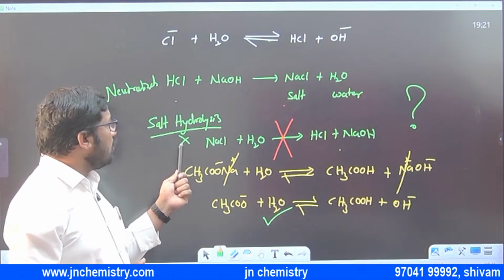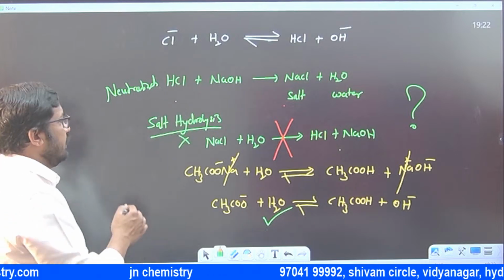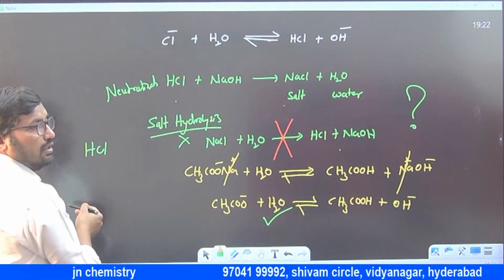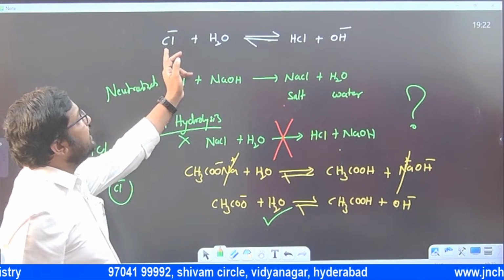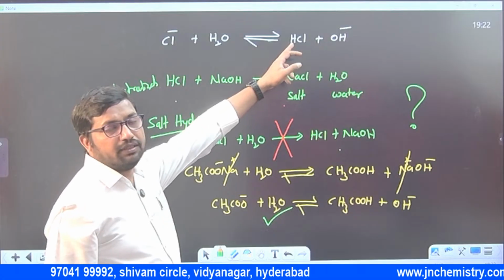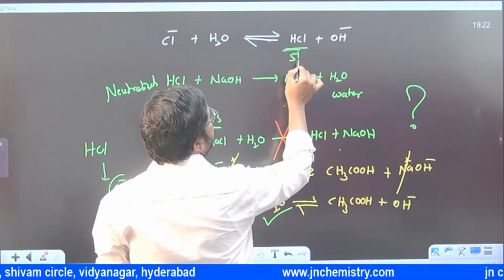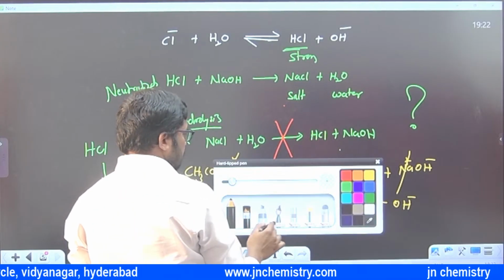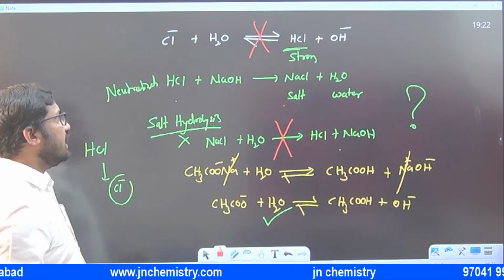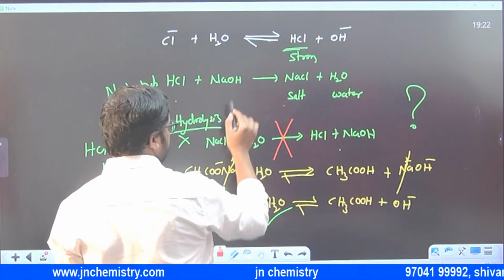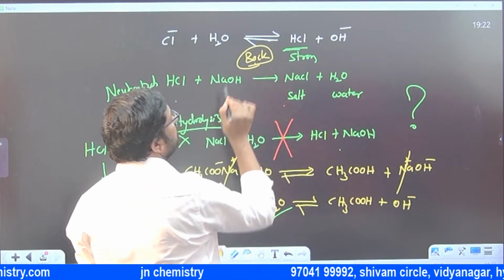So counterions, here also. This is a counterion of a strong acid, right? HCl is a strong acid. Counterion means what? After losing the H plus, it becomes Cl minus. If Cl minus undergoes hydrolysis, what exactly happens? HCl plus OH minus. So HCl is which acid? Strong acid. So weak to strong acid reaction won't take place. Means what? Which reaction can take place? Backward direction. The backward reaction takes place.